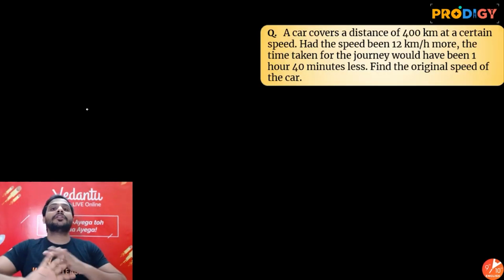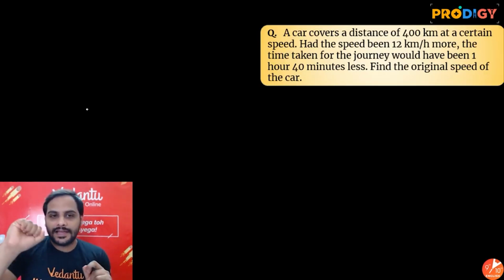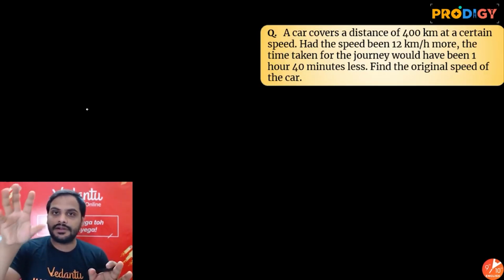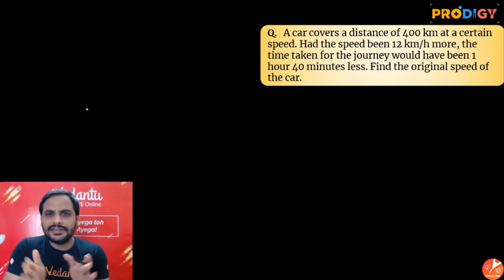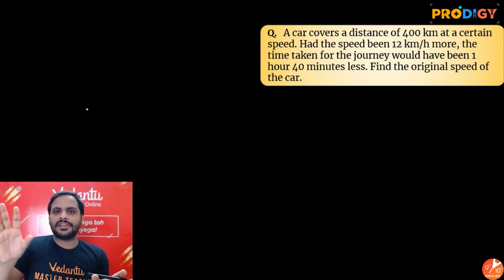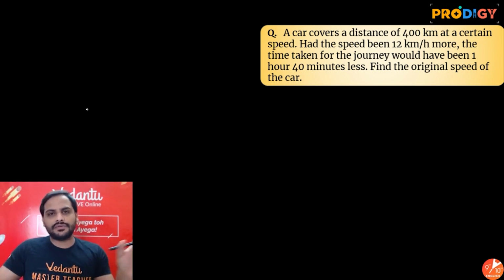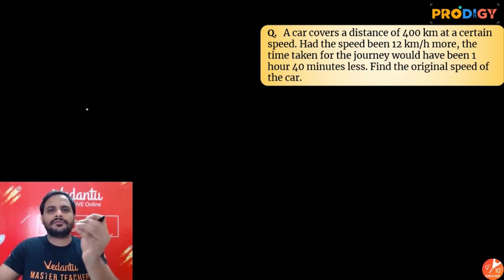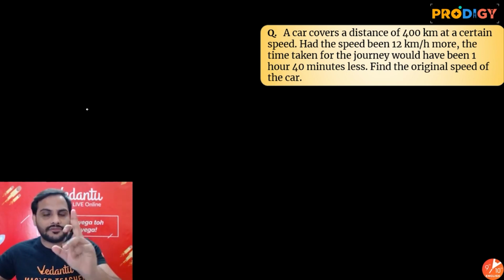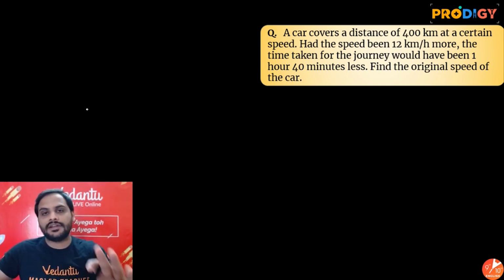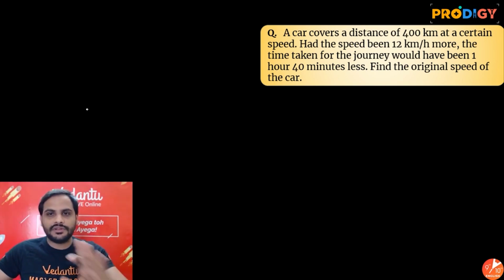Now coming to the topic of distance and time. Okay, now look beta, in distance and time questions it is very important to make two different cases. If you want neat equations, try to make two different cases, then analyze which quantity you can pick to make the equation. So first let's read the question very carefully. Let's do the first reading.